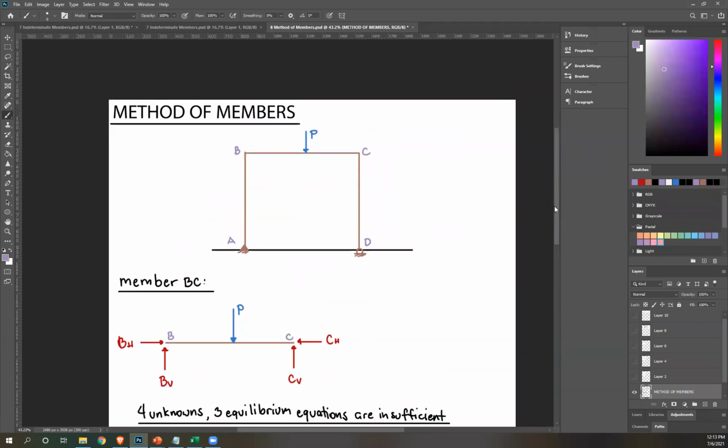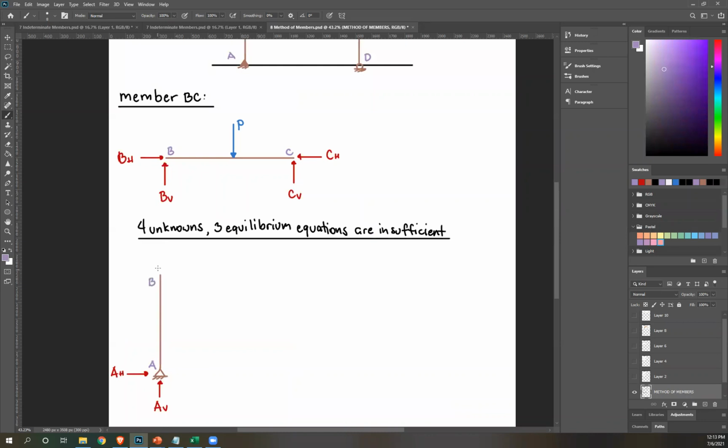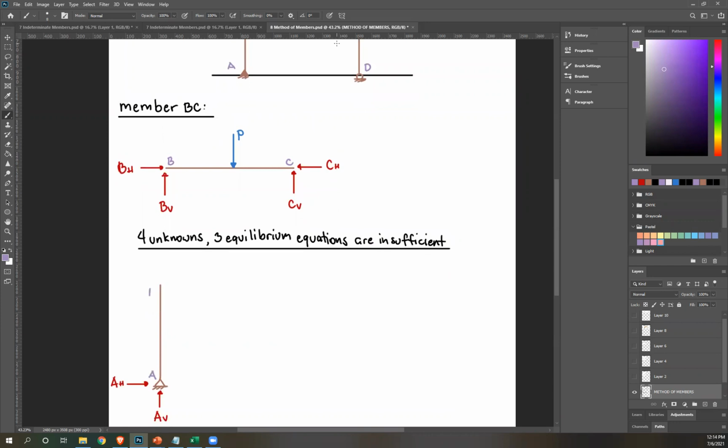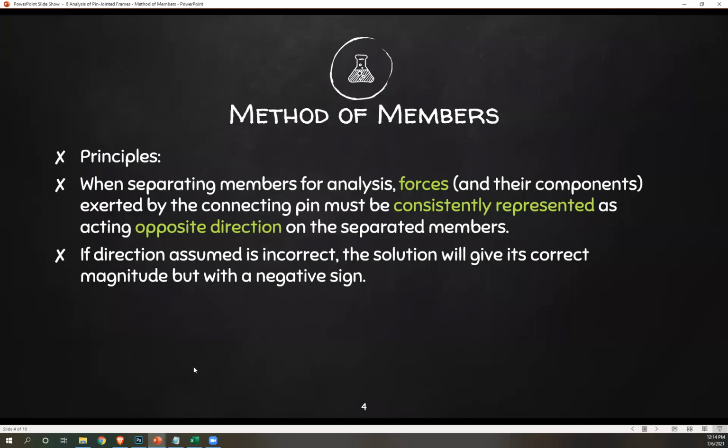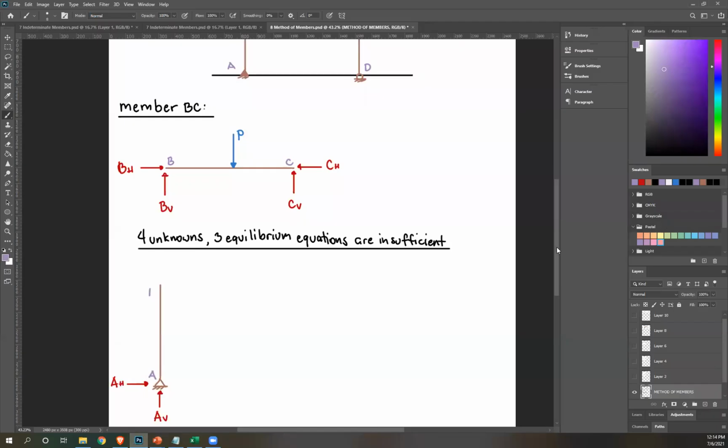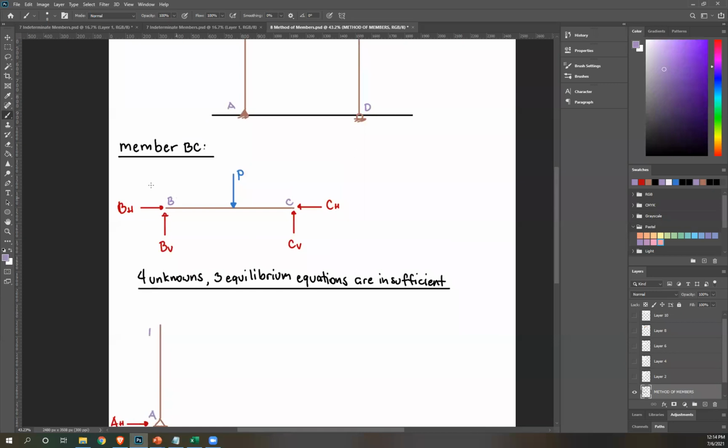Then we have hinge at B. Now what will I do here? There's a hinge there, therefore there's going to be a reaction. Now remember the principles said in the previous slide, right? Consistently represented as acting opposite direction on the separate members. So that means looking at our previous drawing, here at hinge B, this is also hinge B, right? They're connecting members.